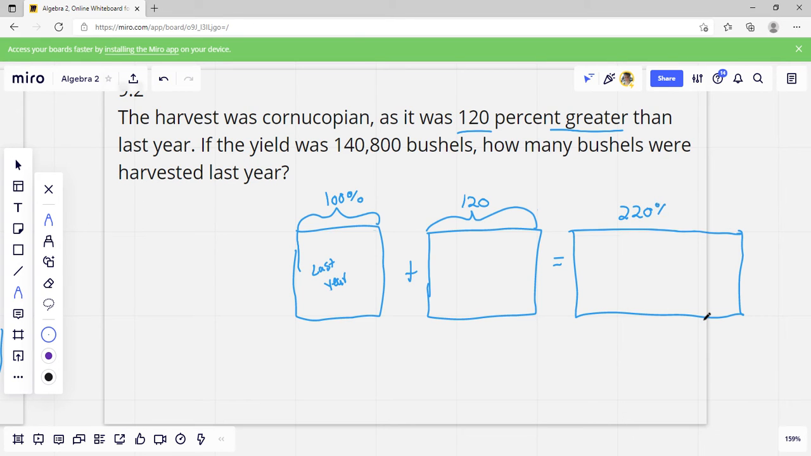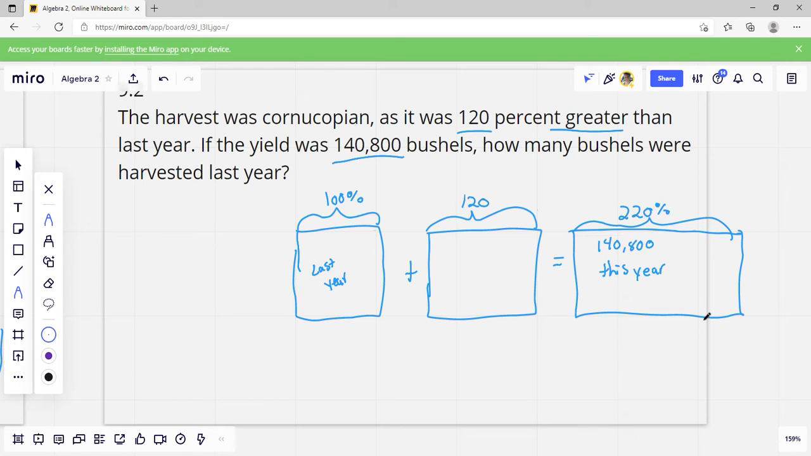220, right? And that's going to be, this year is 220%. It's 120% more, so we added an extra 120%. If the yield was this many bushels, how many bushels were harvested last year? So this year is 140,800 for this year, okay? All right, last year, we've got to figure out what that is.